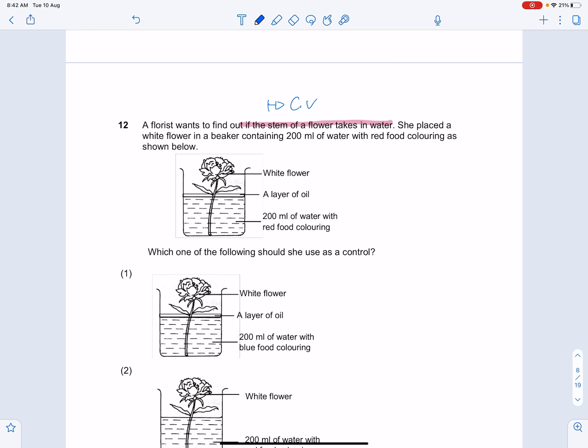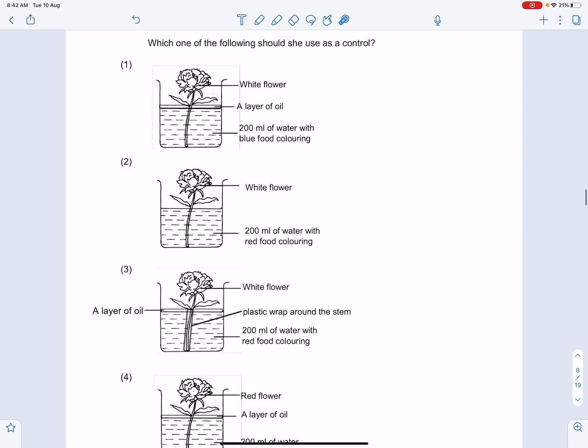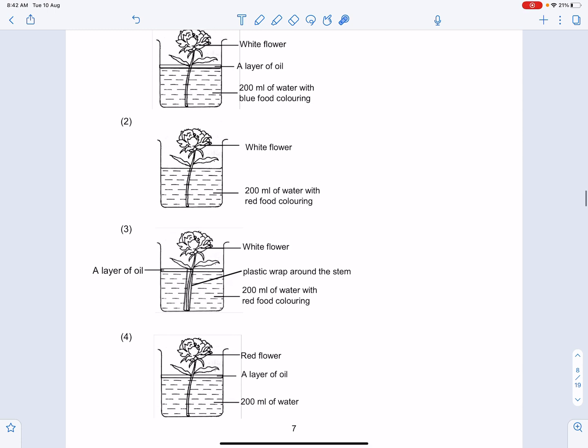And in this case is whether or not the stem is the one that takes in water. So let's just say in one setup, you already have your stem, right? Then in your control setup, you need to prove that whatever changes, so in this case, your white flower becomes red because the red water was being taken up by the stem, then your stem cannot be there. So in this case, the answer will be 3.